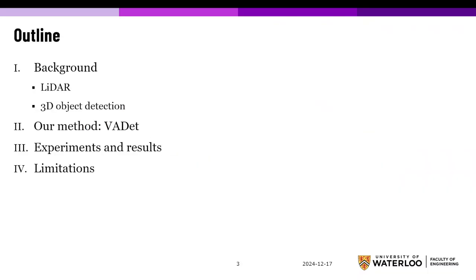So in this presentation, I'm going to go over some background information on relevant topics such as LiDAR and 3D object detection. Then I'll introduce the method we developed called VADet to address some of the challenges in 3D object detection. I'll present some experiments and results we have on various datasets, and then discuss some limitations and potential ways to mitigate those limitations.